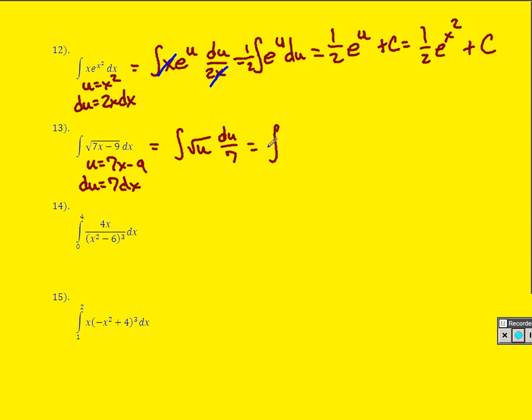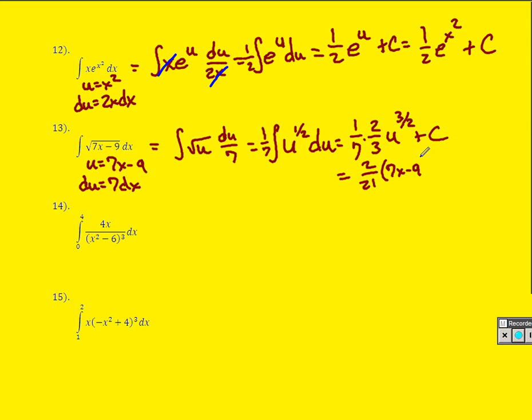I'll rewrite this as 1/7 for that number. I'll make it u to the 1/2 because that's what we like better. We don't like square roots of du. When I evaluate that integral, I keep the 1/7 out front. My new exponent is 3/2, which means my coefficient out front is 2/3 plus c. From there, just simplifying, this now is 2 over 21. I don't want u anymore, so I'll make it 7x minus 9 to the 3/2, and plus c at the end again.